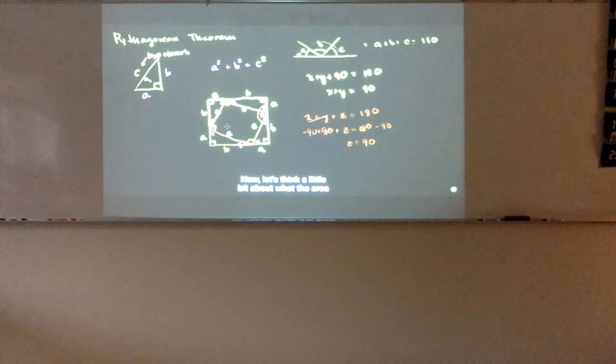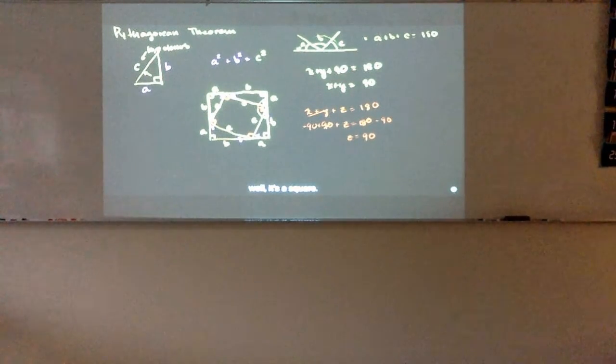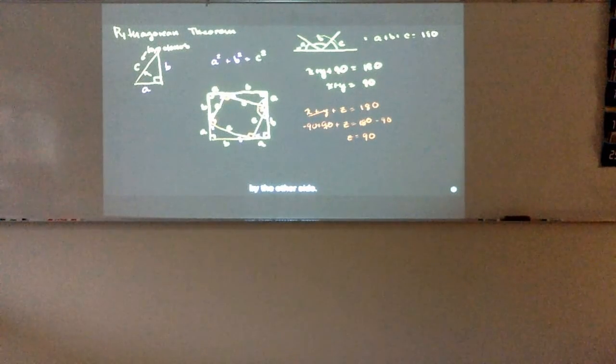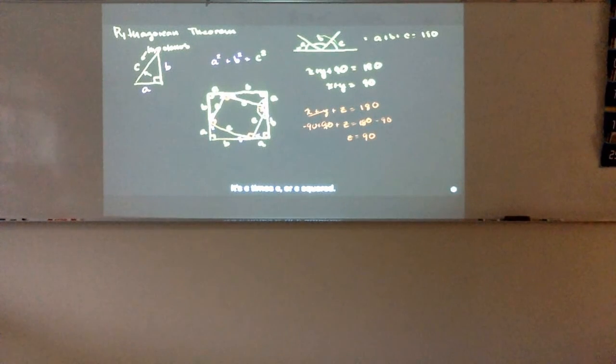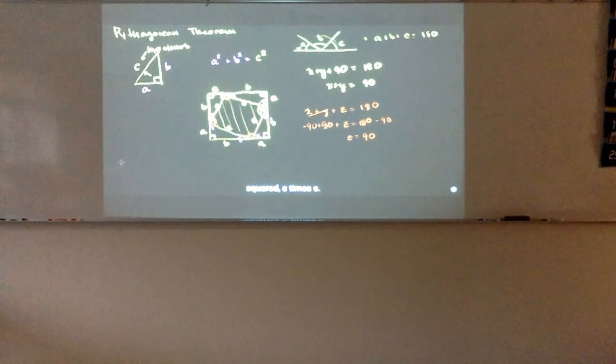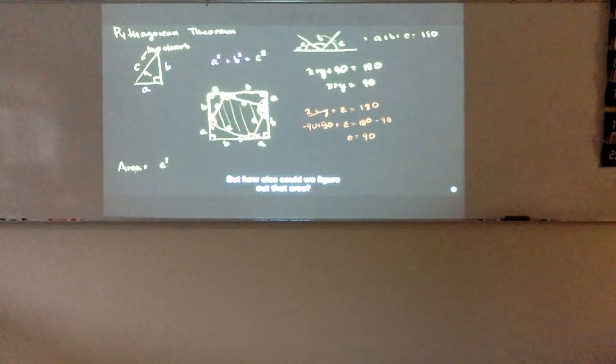Now, let's think a little bit about what the area of the square is. There are two ways we can come up with the area of that square. The first, easy way: this length is C, that length is C. To figure out the area, I just multiply one side by the other side. It's C times C, or C squared. But how else could we figure out that area?